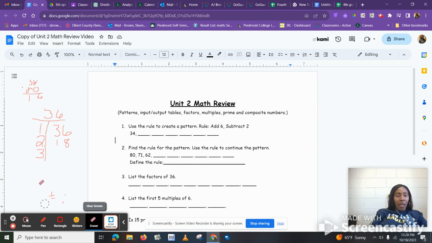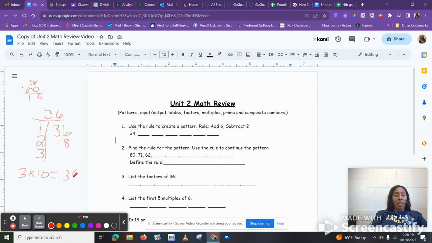And so to find out what times 3 gives me 36, I could start with something that I know. I know 3 times 10 gives me 30. So I think about, if I'm at 30, how much more do I need to go to get to 36? And I know if I just count up 6 more, I'm at 36. So that means 6 is what's left. So what times 3 can give me 6?